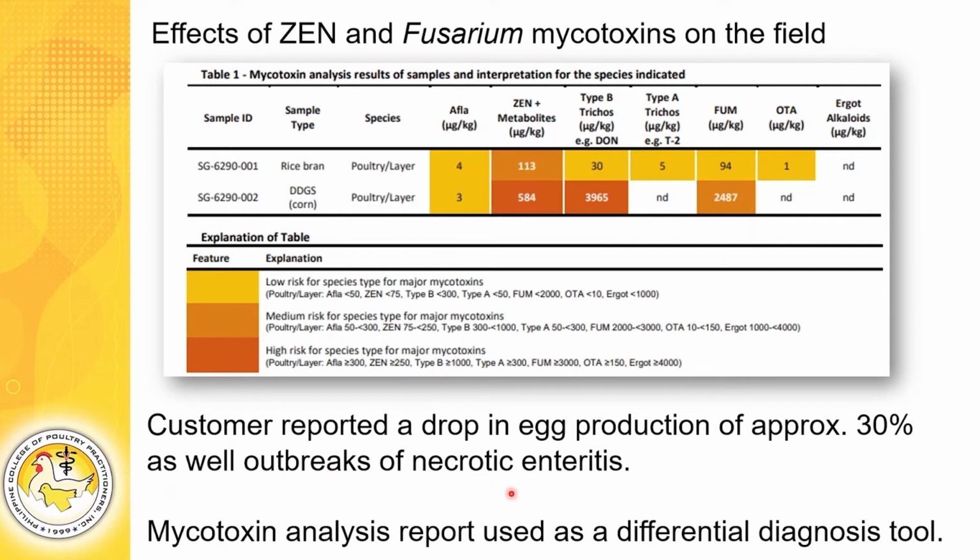So this customer reported a drop in egg production of approximately 30%, as well as outbreaks of necrotic enteritis. And remember what I showed before about the role of mycotoxins, especially trichothecenes, on necrotic enteritis. So we used the mycotoxin analysis as a differential diagnosis tool to try to see what was happening in the field and see what we could do to help the customer.